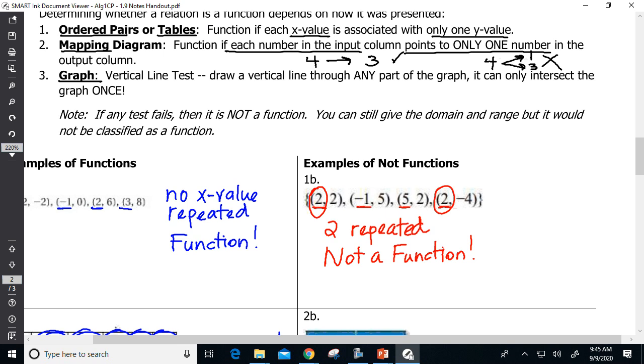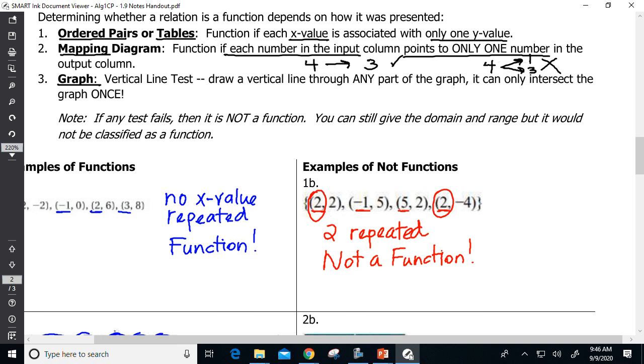All right, so graph. With graphs, we do a little drawing. We draw what's called a vertical line test. So, vertical line. Which way is vertical? Which way does vertical go? Up and down. Vertical is up and down. Horizontal is left to right. Vertical is up and down.